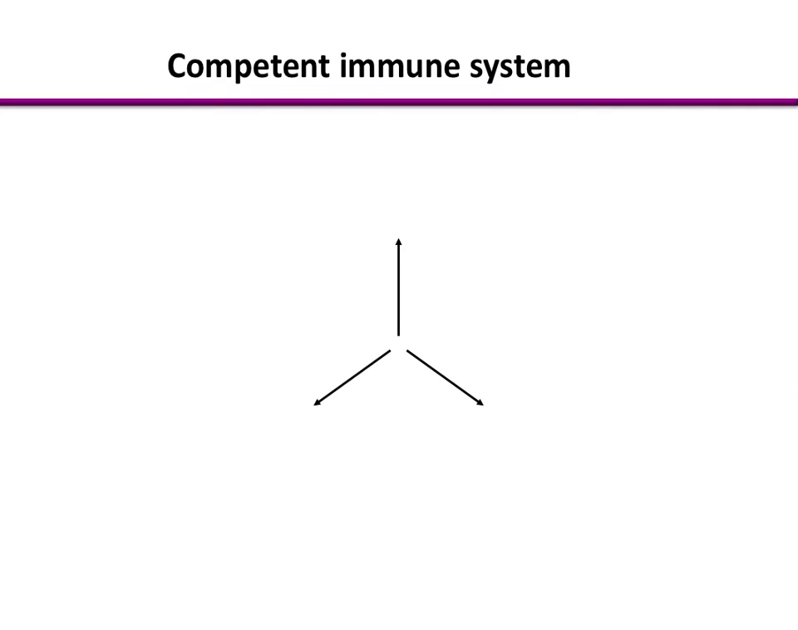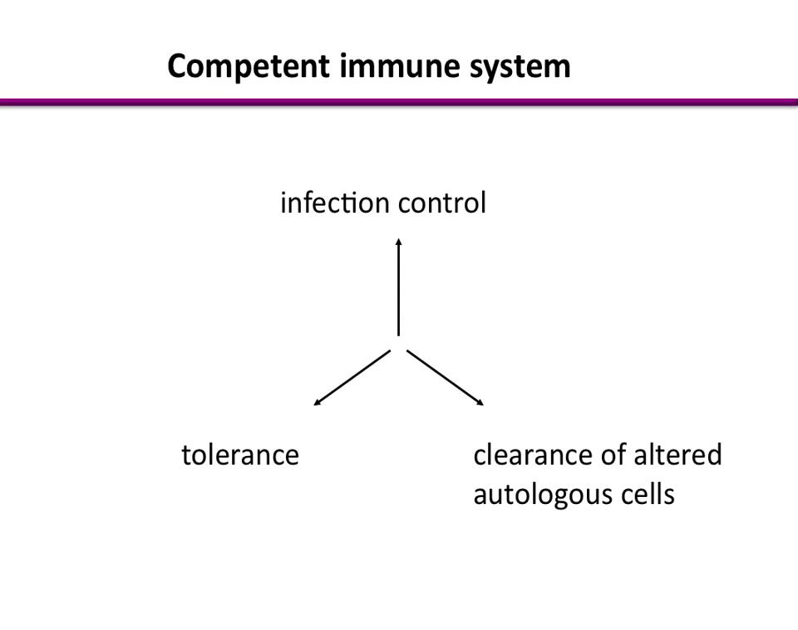So how do we judge if there is something funny going on with the patient's immune system? The immune system has three main functions, of which infection control is the most important one. It's also very important that whilst controlling infection, there is tolerance. The immune system should not respond overly to the presence of normal flora at normal sites. Also, the immune system is responsible for clearing altered autologous cells. Practically, this means virus-infected cells or malignant cells.